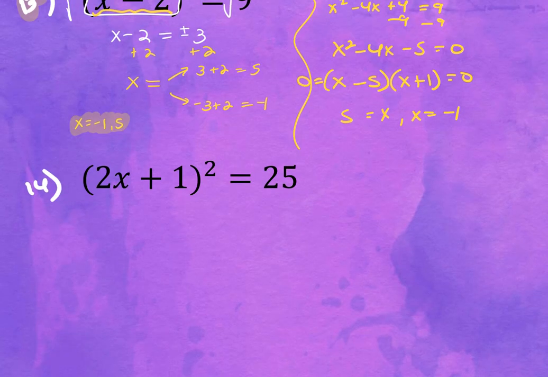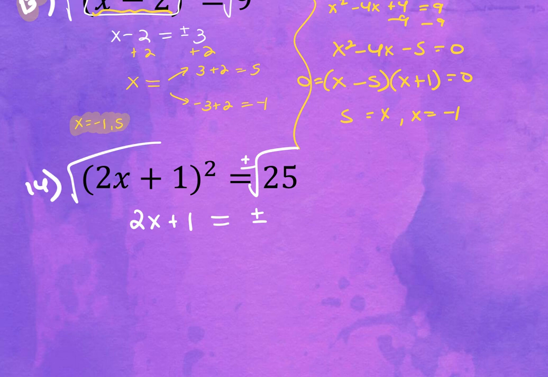All right, last one. What am I going to do there? Square root both sides, putting the plus and minus in front of the root on the 25. I get 2x plus 1 equals plus and minus square root of 25 is 5. So now I can split it here, and I can do 2x plus 1 equals negative 5, and 2x plus 1 equals positive 5. Or I can keep going.